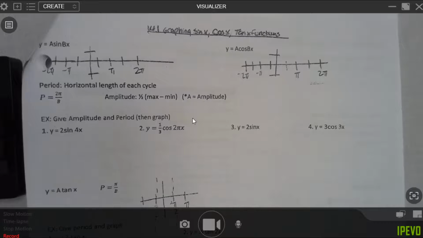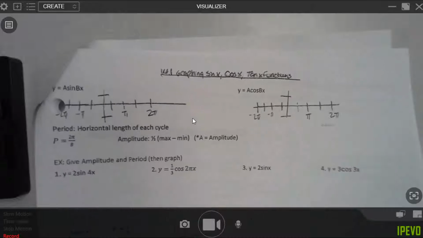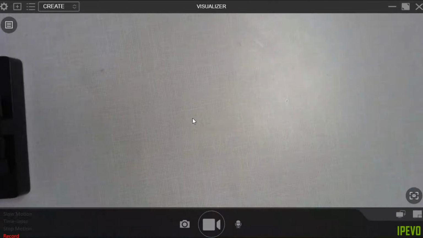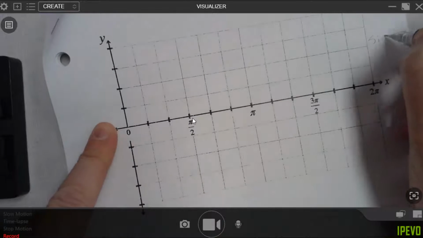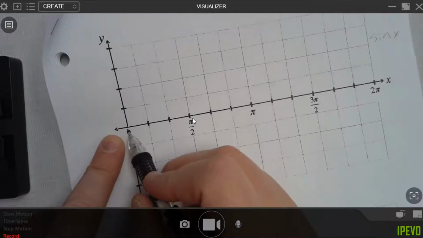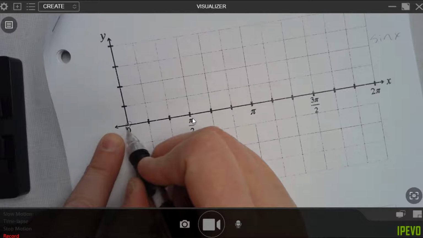All right, so today we're going to be talking about how we graph sine, cosine, and tangent. So in class, if you were here, we did an activity where we filled out these things right here. And what we did is, if this is sine x, we said, well, what is sine at 0? So your y value at 0 was 0.